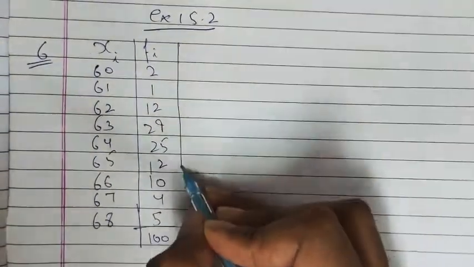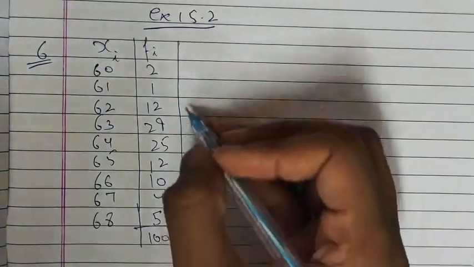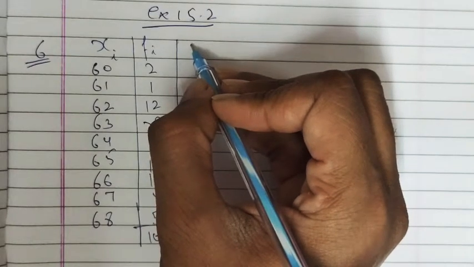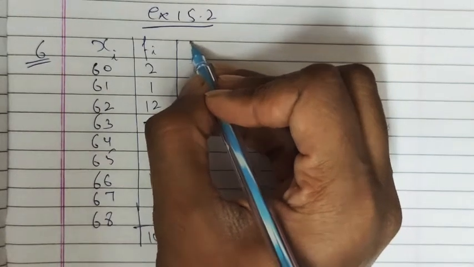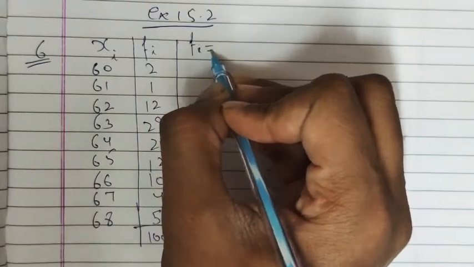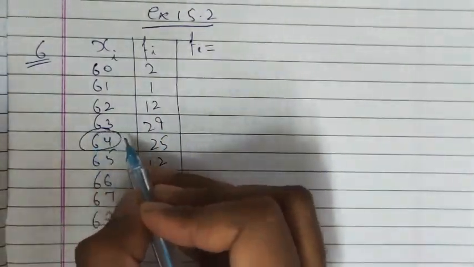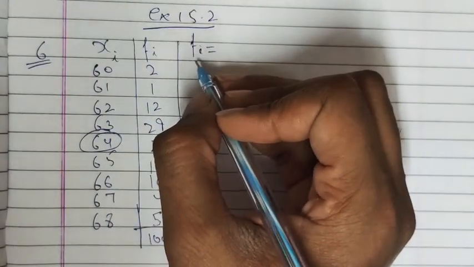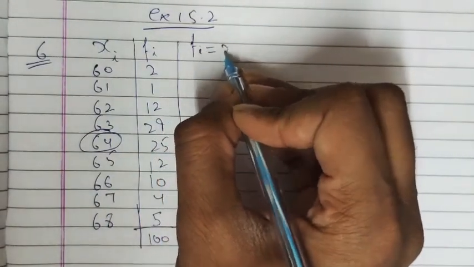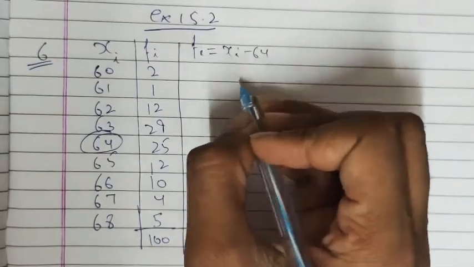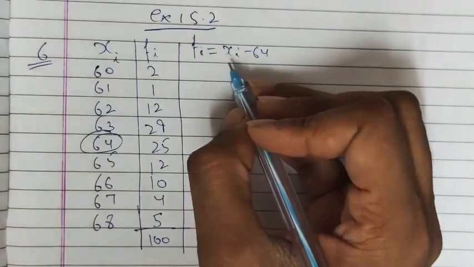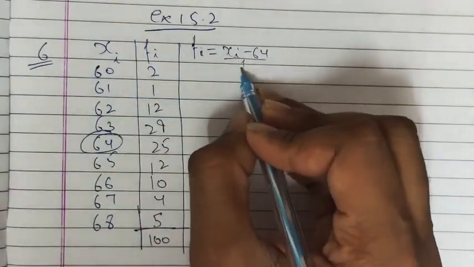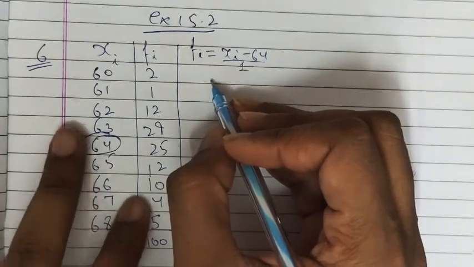Next we have to make a column of this. Let's take this be yi. For shortcut method, let's just subtract this value from all these values and divide it by the gap. So xi minus 64, right? So xi minus 64 divided by h. h is the gap between them, so gap is of 1, right? So divided by 1. So xi minus 64.